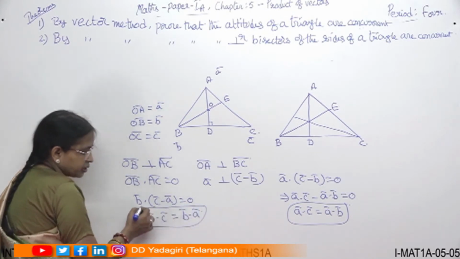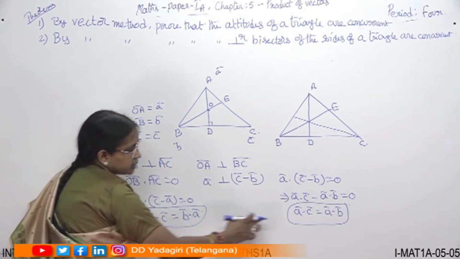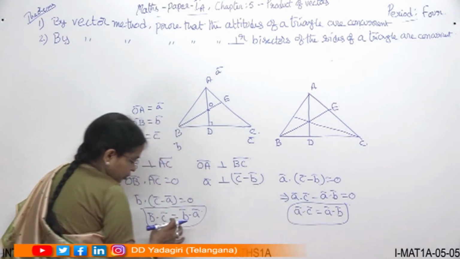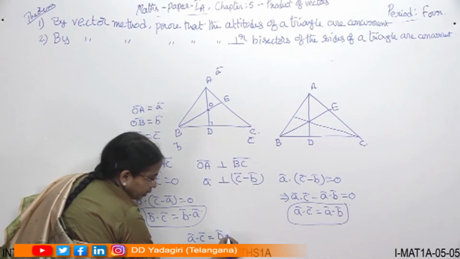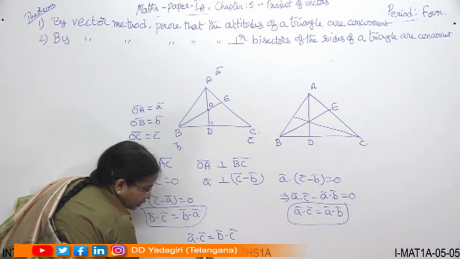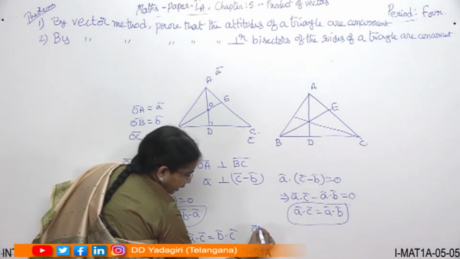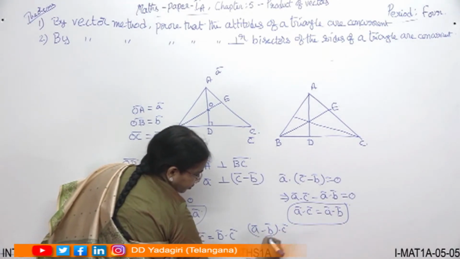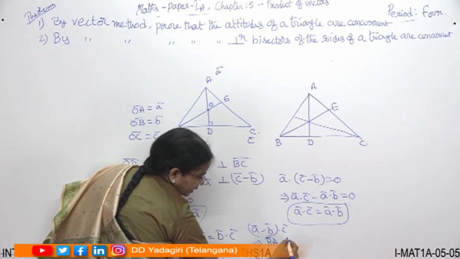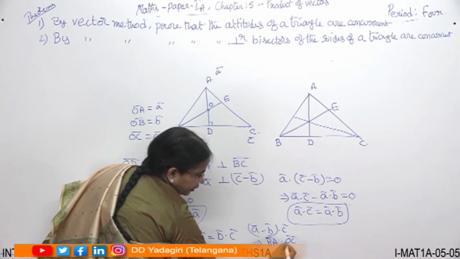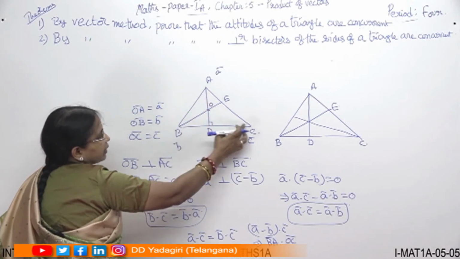From these 2 equations, according to our assumptions, B dot A is the same as A dot B, no? So A dot C should be equal to B dot C. That means A dot C minus B dot C is equal to 0. So (A minus B) dot C is equal to 0. A minus B is nothing but BA. BA vector dot C, and C means OC. So BA dot OC is 0. That means BA is perpendicular to OC.